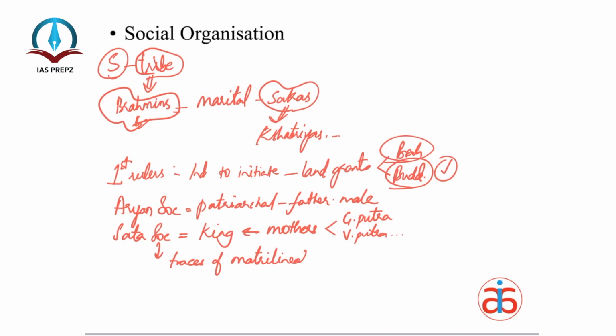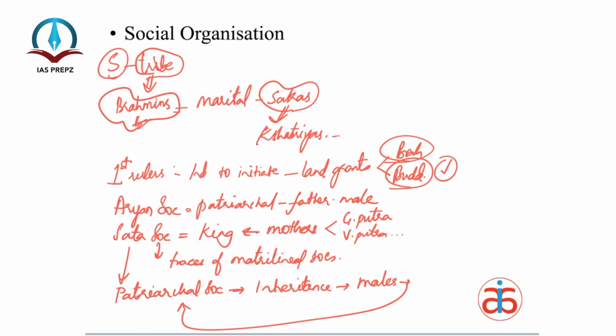However, we should be careful in observing that the Satavahana society was a patriarchal society without any doubt because inheritance of property or status was in the line of males. That is from the father to son. So we say that it is a patriarchal society, though we find certain traces of matrilineal societies in the Satavahana society. Now let us move on to the next aspect, that is the administrative aspect.